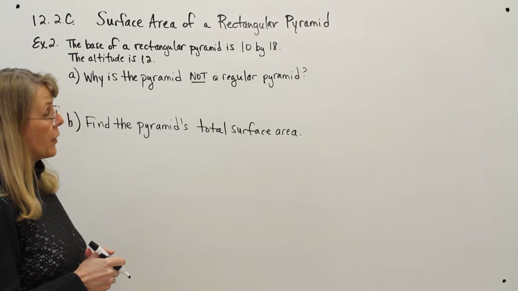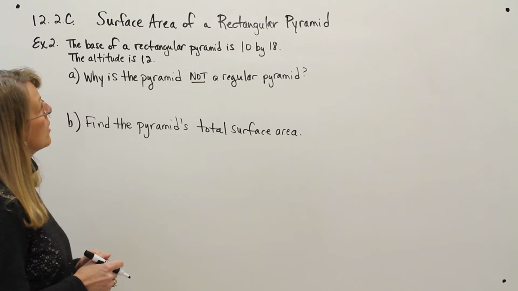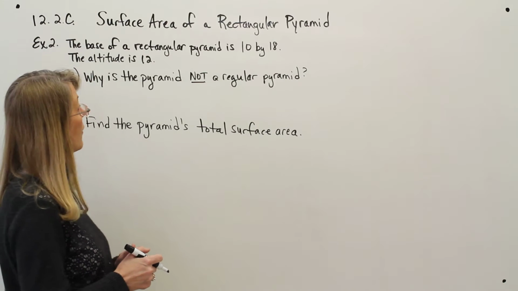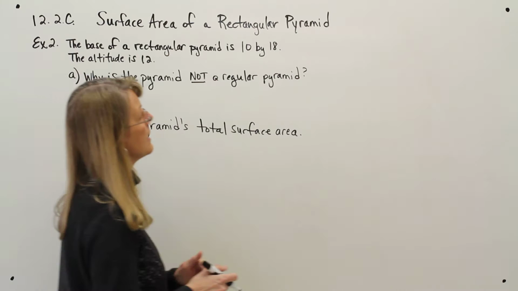12-2C. This is surface area of a rectangular pyramid. We're doing example 2 in your notes. So this time we're going to have to sketch our own diagram. It says the base of a rectangular pyramid is 10 by 18.